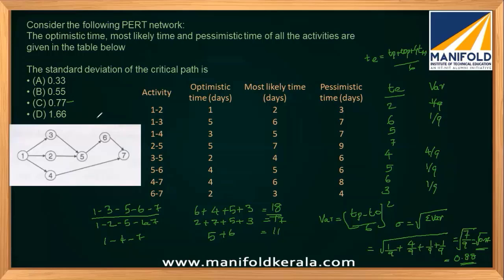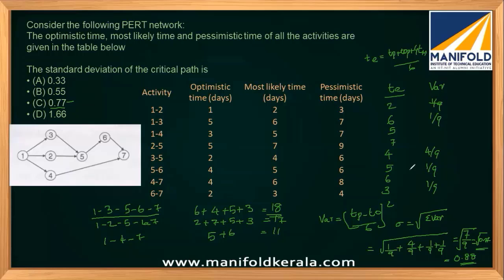Maybe they have wrongly given this question. Maybe they are asking about the variance only. If it was variance, then you can simply write it this way. But in this question, it was asked standard deviation. If it is standard deviation, it is 0.88.